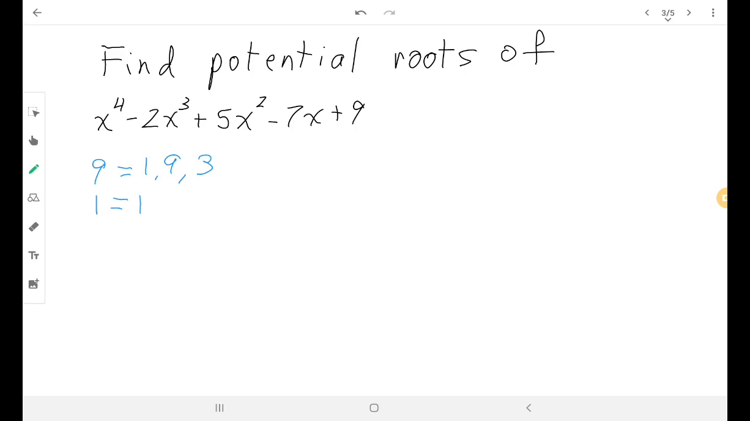So I just have to do all of these numbers plus or minus and over 1. So the possibilities are the following. Plus or minus 1 over 1, which is 1. Plus or minus 9 over 1, which is 9. Plus or minus 3 over 1, which is 3.